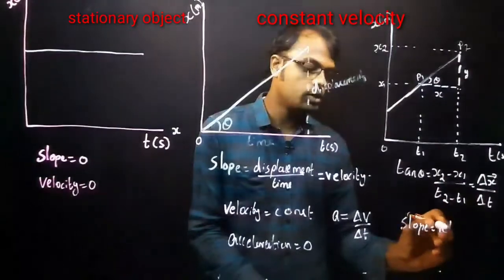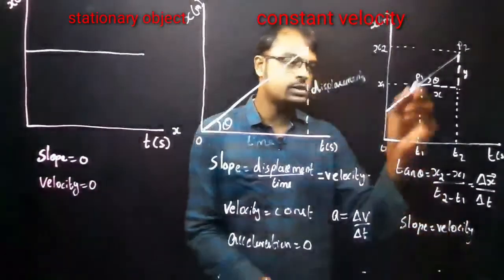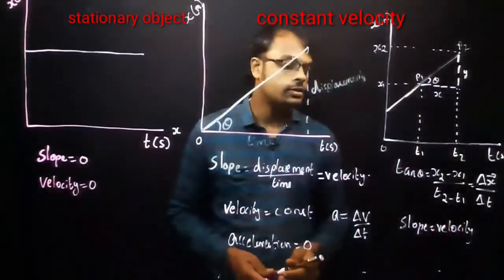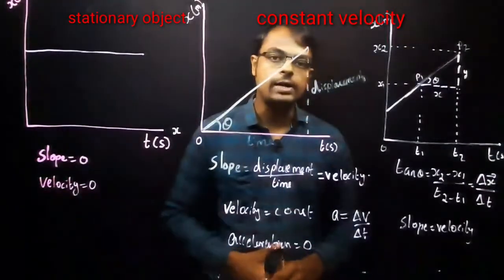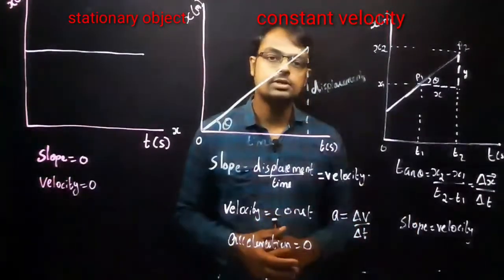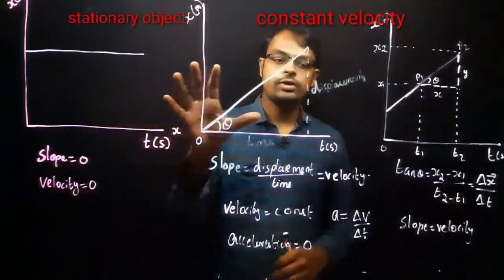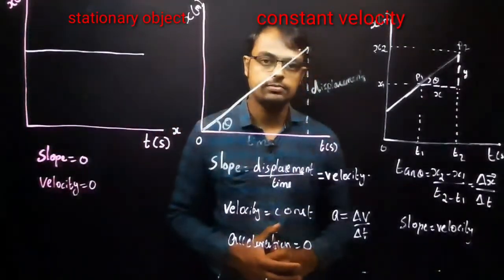That is equal to what? Velocity. So in this case also, the slope is a constant value. So these are the different types of motion we are discussing.